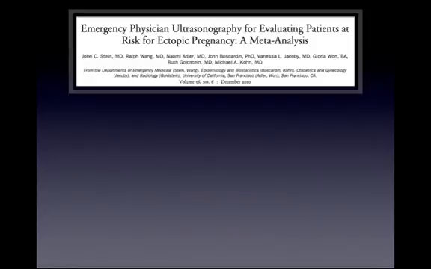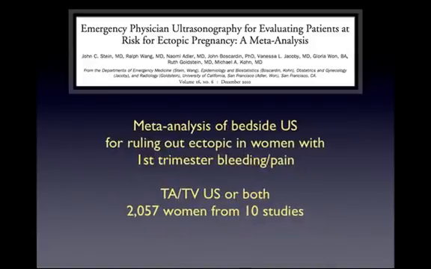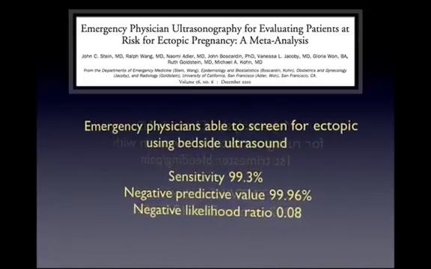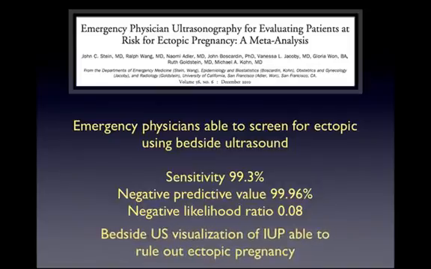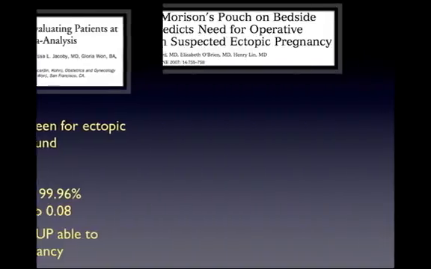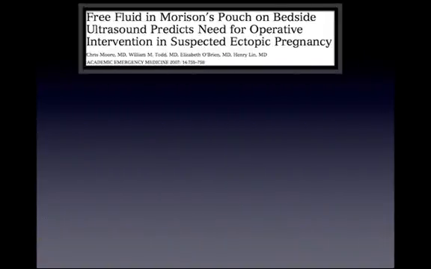A recent meta-analysis by Stein et al. evaluated pregnant women with first trimester bleeding and pain who had either transabdominal or transvaginal ultrasound. And they were able to demonstrate that emergency physicians were able to screen for an ectopic pregnancy with a bedside emergency ultrasound sensitivity of 99.3%, negative predictive value of 99.96%, and a negative likelihood ratio of 0.08 across a wide variety of practice environments. Take-home message from this study should be that visualization of an IUP by an emergency physician is able to rule out ectopic pregnancy.